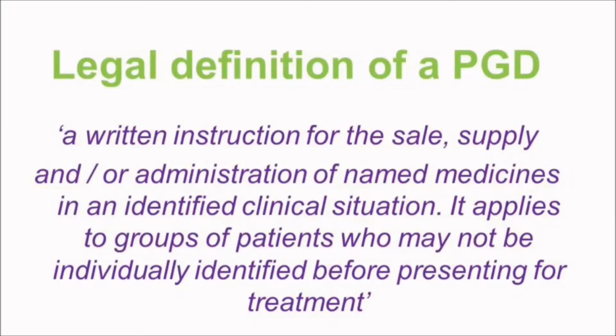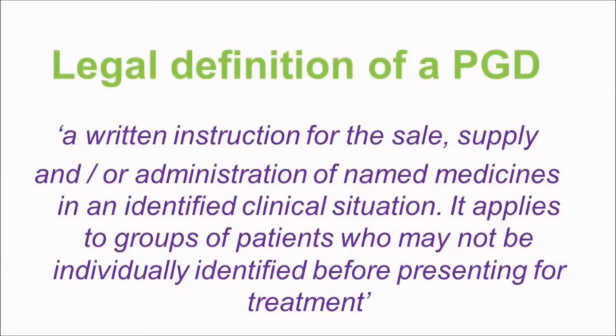We then go on, we'll look at the identified clinical situations. So PGDs are very specific for what you can use certain medications for. For example, if you had a PGD for an antibiotic for a sore throat, you can use it for a sore throat. If that antibiotic is also the correct antibiotic for another type of infection, you can't use that PGD even though it's the right medication, because the clinical situation is different. And when we look at PGDs, I'll point that out to you.